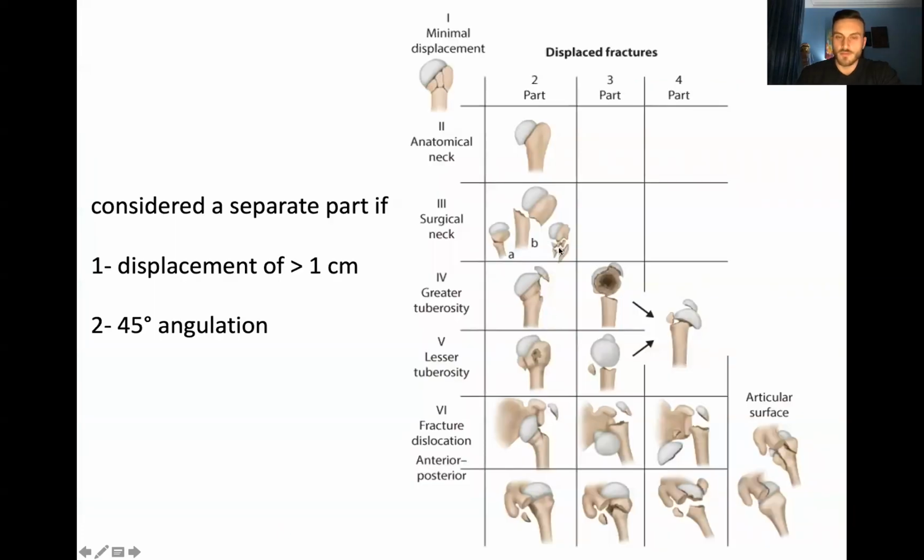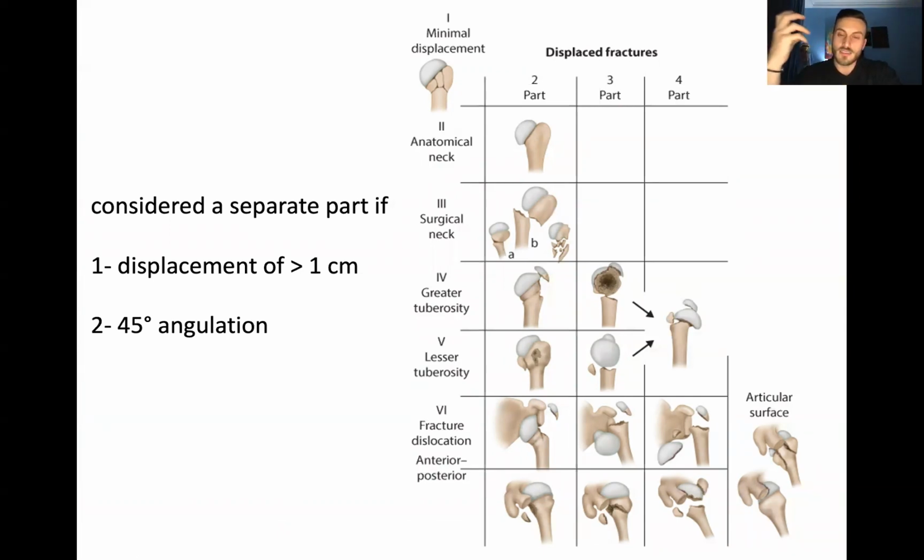This is the classification of Neer. You can see this is one part, two part, three part, four part. This is a two-part fracture, which is the articular surface and the neck. Three parts: the articular surface, greater tuberosity, and the shaft. Four parts: greater tuberosity, lesser tuberosity, articular surface, and the shaft. So the further you go with the classification, the more complex it gets.